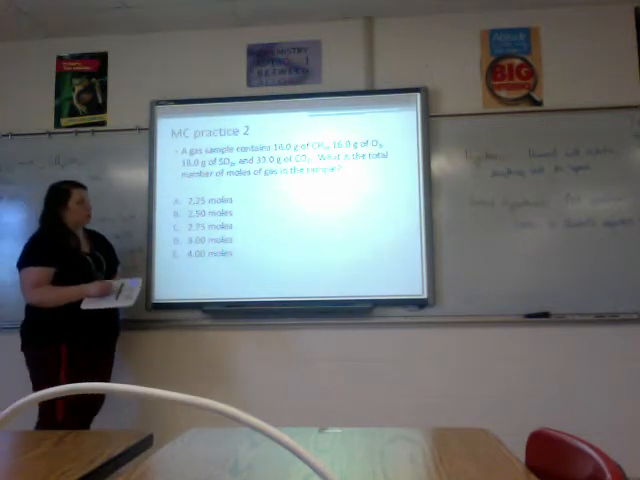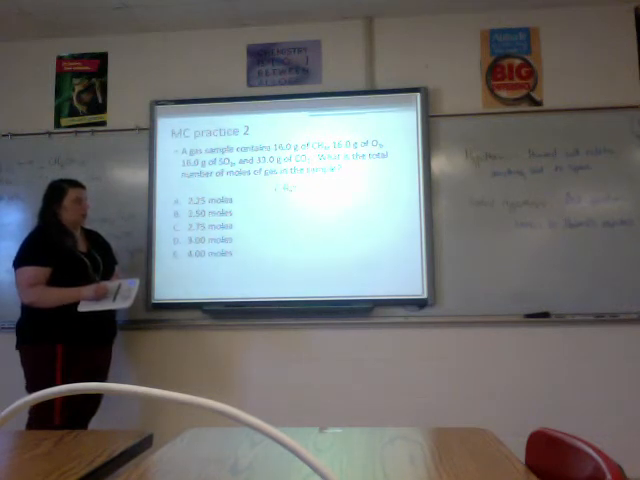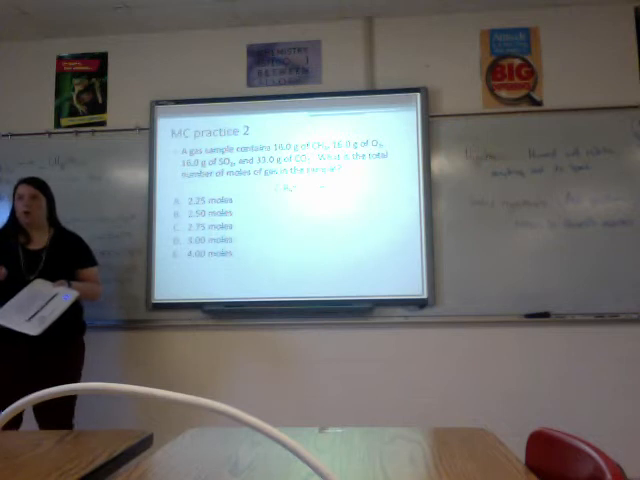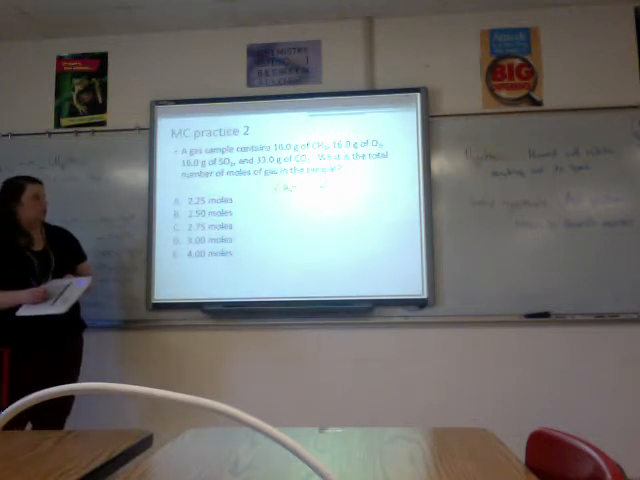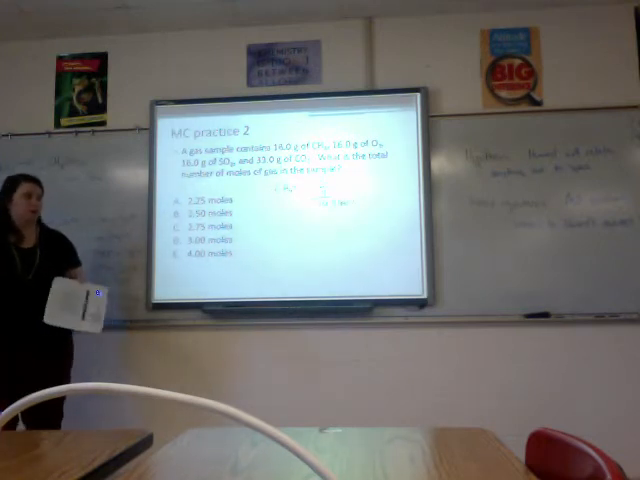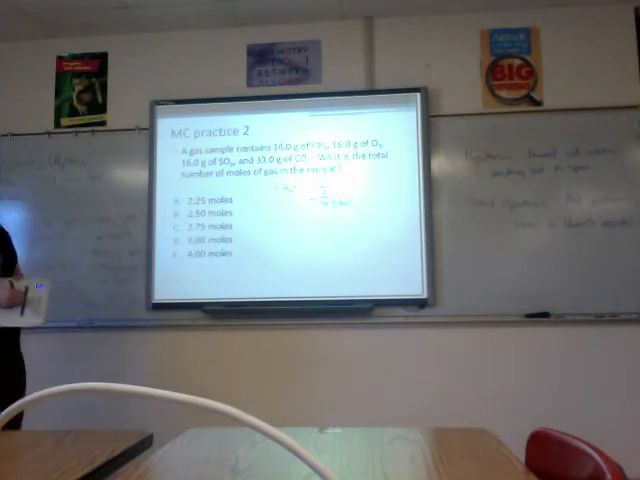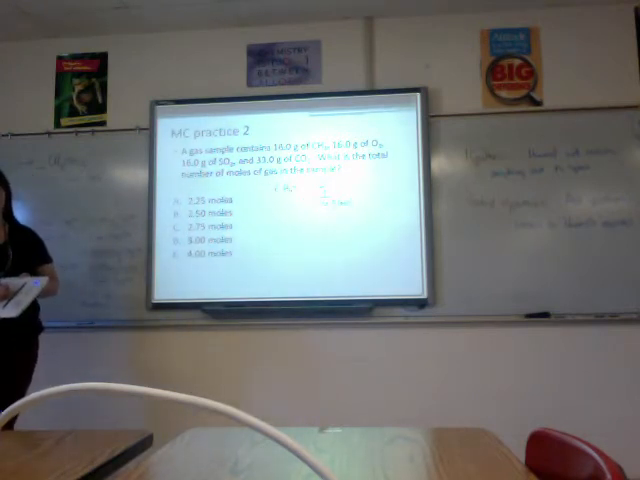We know that CH4, carbon, is about 12, and hydrogen's about 1. So that's going to give us about 16 grams per mole. Okay, we're approximating, right? So it's not exact. But we have 16 grams of CH4. So 16 grams divided by 16 grams per mole means we're going to have 1 mole of our CH4.